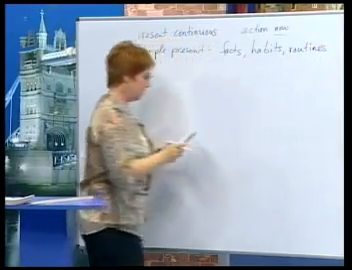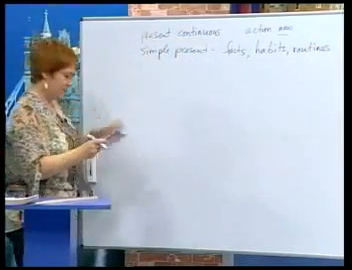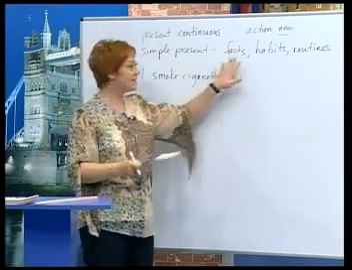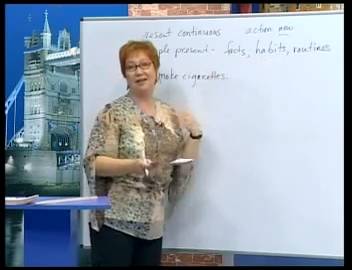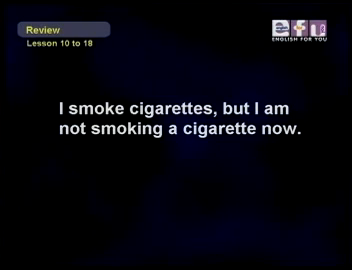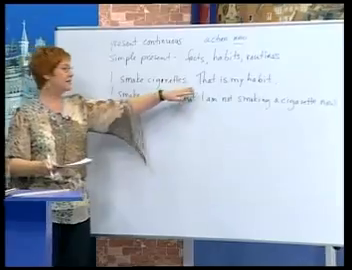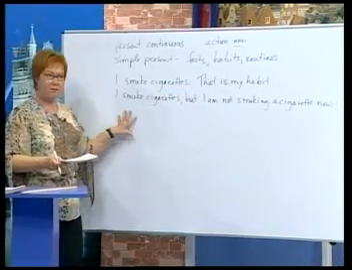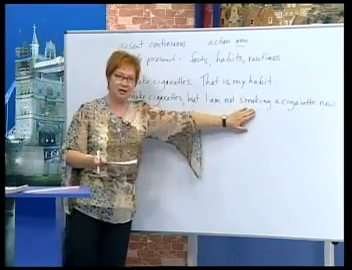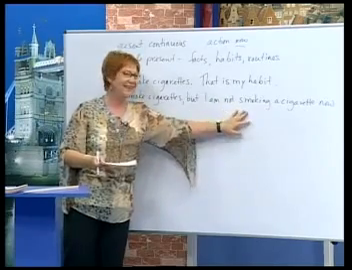Now, let's look at a combination of these. Now, here's an example. I smoke cigarettes. This is a fact, it's my habit, and it's my routine, unfortunately. Okay? That is my habit. Now, I smoke cigarettes, but I am not smoking a cigarette now. This is my habit. I smoke cigarettes, but I'm not smoking a cigarette now. Okay, so this is present continuous, action now, or not action now.